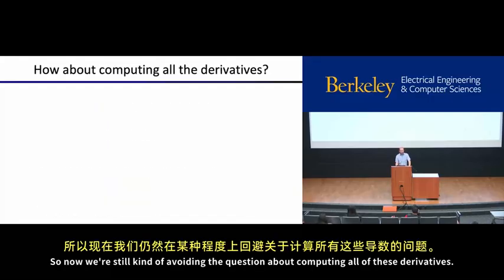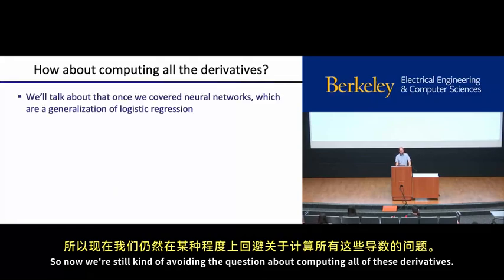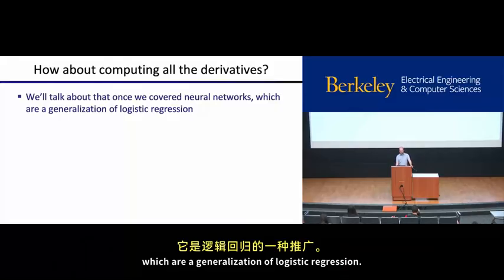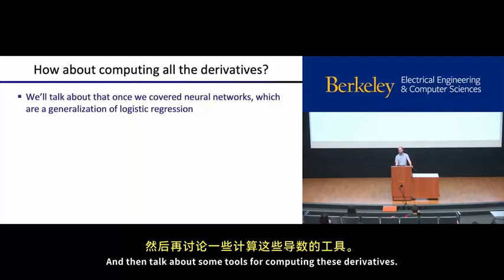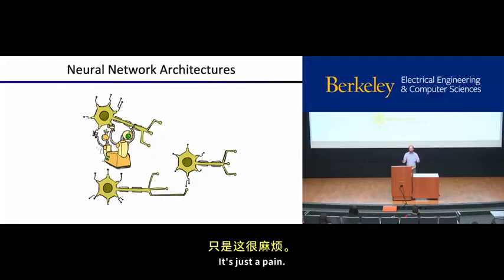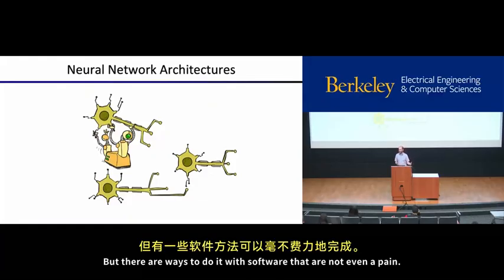Okay, so now we're still kind of avoiding the question about computing all of these derivatives. We're going to talk about neural networks first, which are a generalization of logistic regression, and then talk about some tools for computing these derivatives. In theory, you can just do it. It's just a pain. But there are ways to do it with software that are not even a pain.